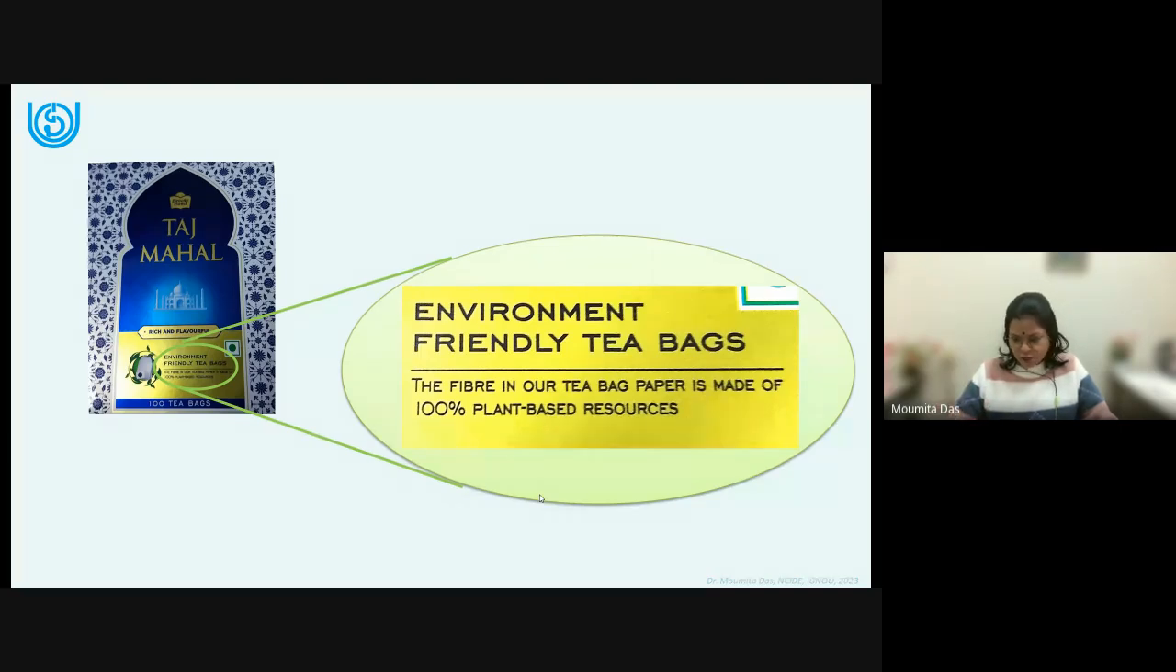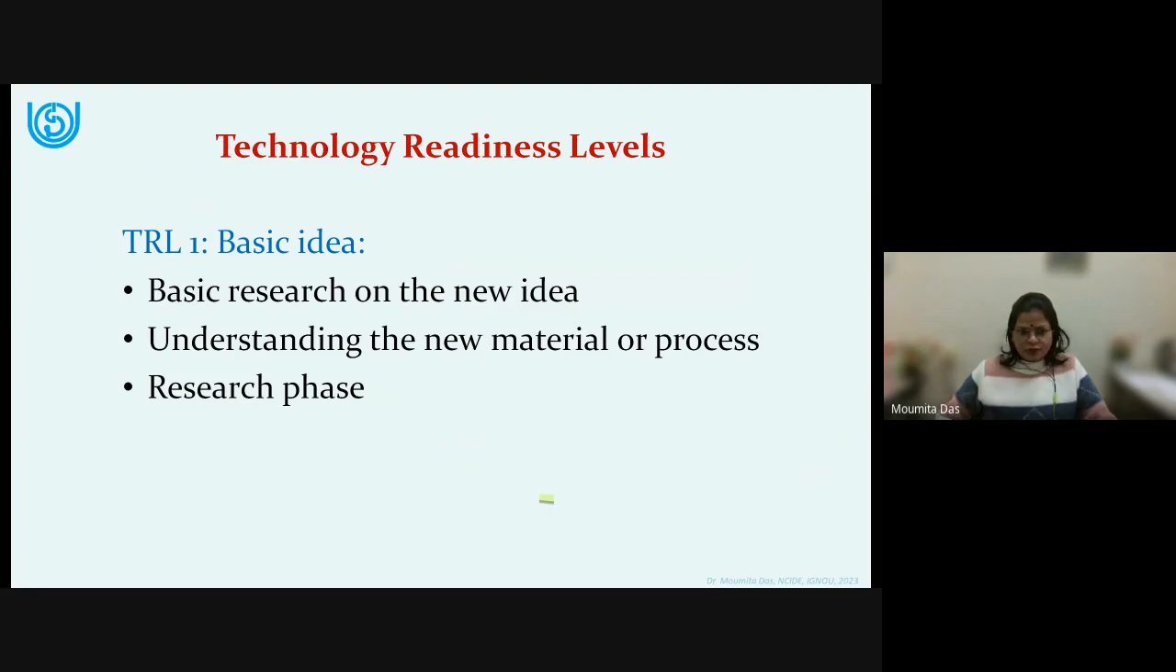Now I will take you through the journey of that particular fiber which is used in the tea bag and explain it at its different technology readiness levels. Okay. So the first step is the basic idea. Somebody, a team of people in the company, came up with the idea that we will be using 100% biodegradable fiber for the filter of our tea bag.